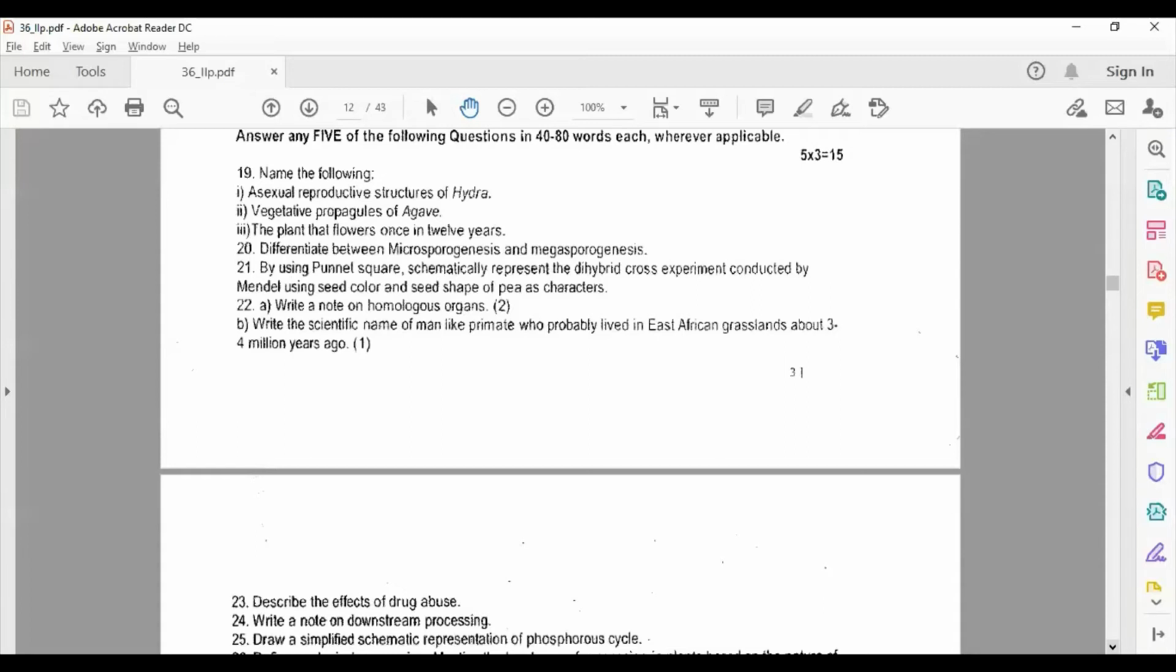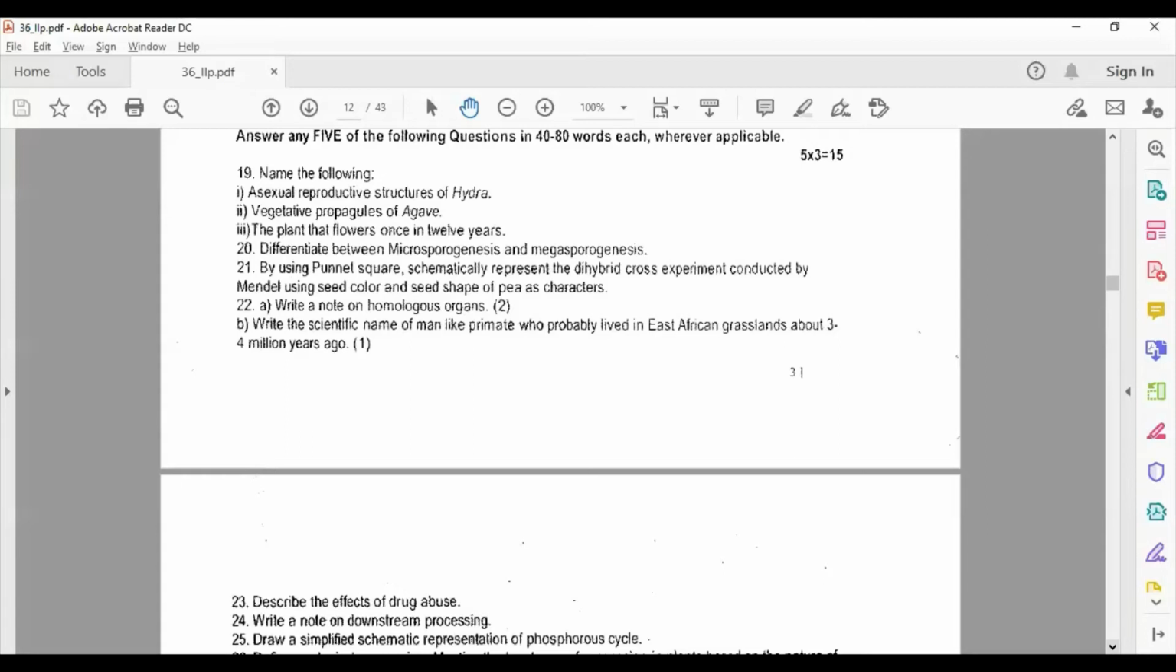Difference between microsporogenesis and megasporogenesis. This is again from the 2nd chapter. Then moving on, by using a Punnett square, schematically represent the dihybrid cross experiment conducted by Mendel using seed color and seed shape as characters. This comes in the 5th chapter.